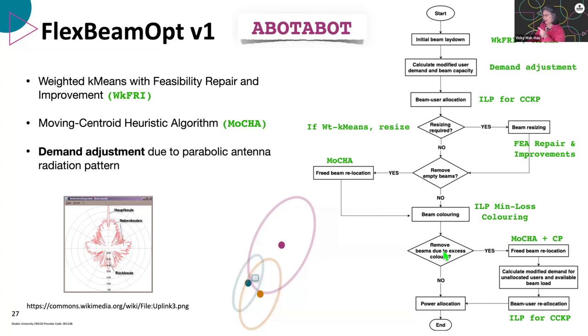I'll explain that later. And then we may have some freed beams again. Then we use Mak-Hau to allocate those beams and also use constraint programming to tell us, oh, can I still color these beams with 4 colors, for example? And then at the end, we solve an integer linear programming problem again to re-optimize the user to beam allocation and do the power allocation.